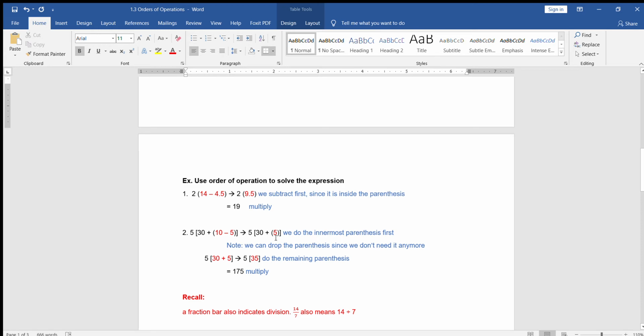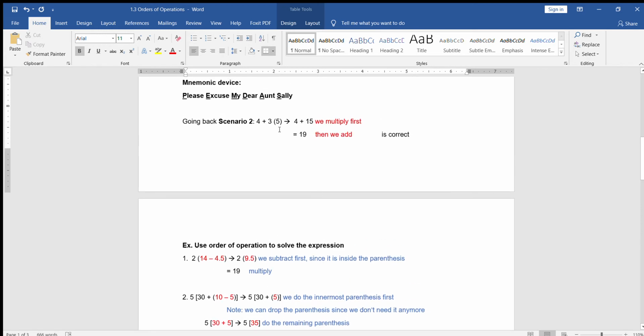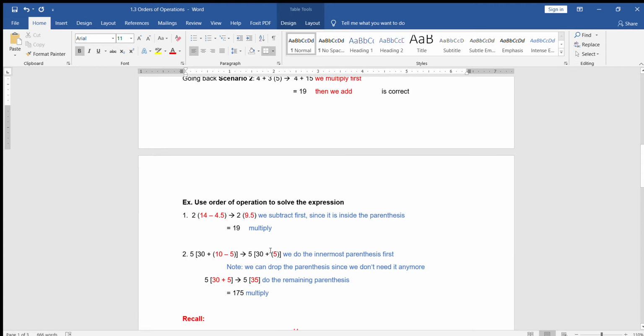Now, if there's no operation indicated by the parentheses, like 30 plus (5), the parentheses don't indicate any operation. What we can do is simply drop the parentheses. We cannot drop these parentheses here because they indicate multiplication. But in this case, it doesn't indicate any operation because the operation is right here: we add. So this one's pretty useless, so what we do is we drop it.